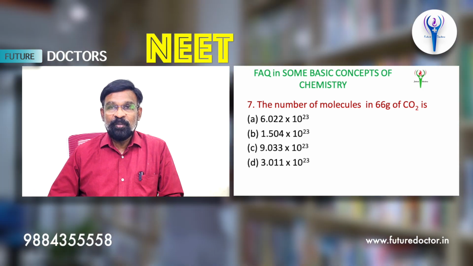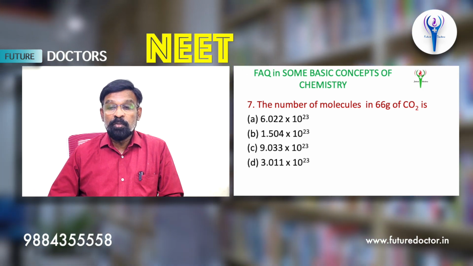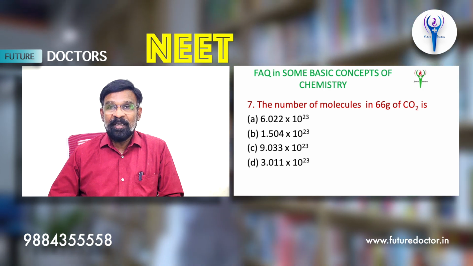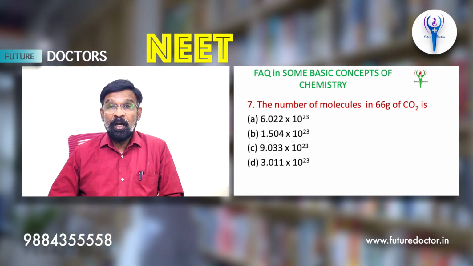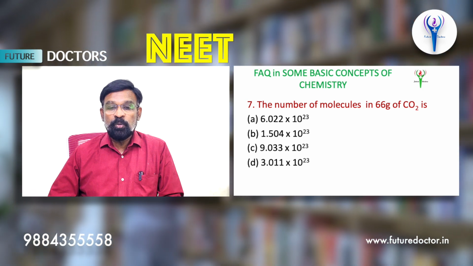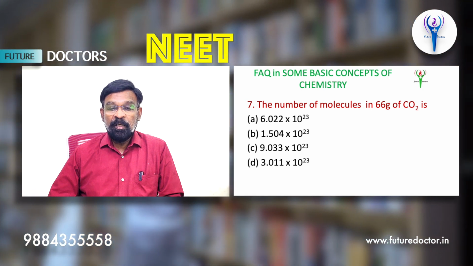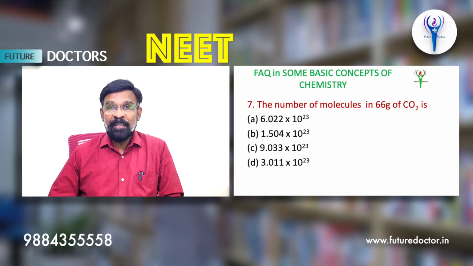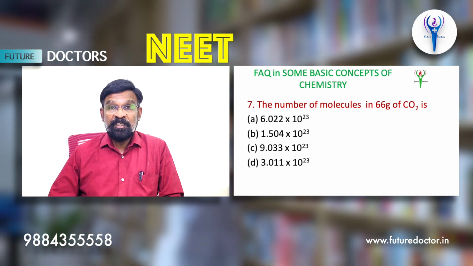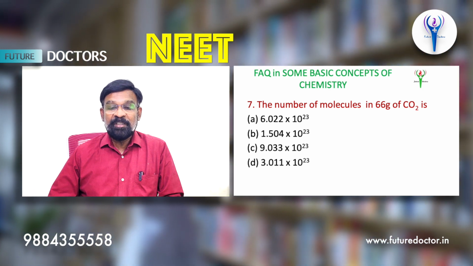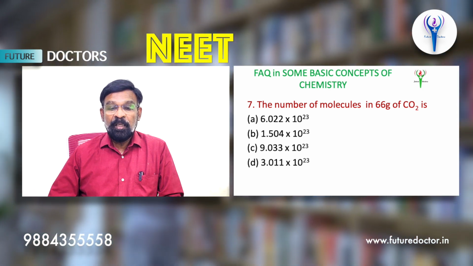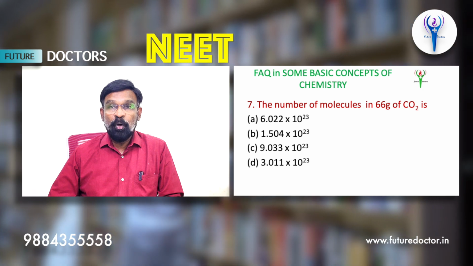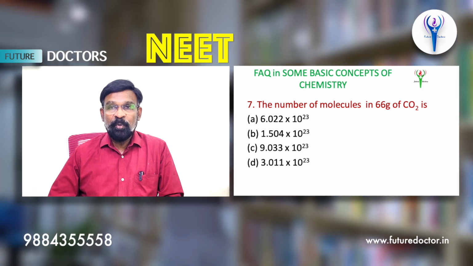Last question, that is the seventh question. The number of molecules in 66 grams of carbon dioxide is: option A 6.022 × 10^23, option B 1.504 × 10^23, option C 9.033 × 10^23, option D 3.011 × 10^23.